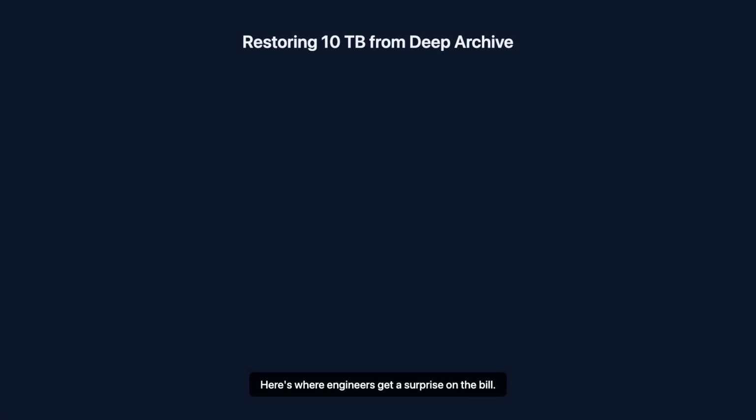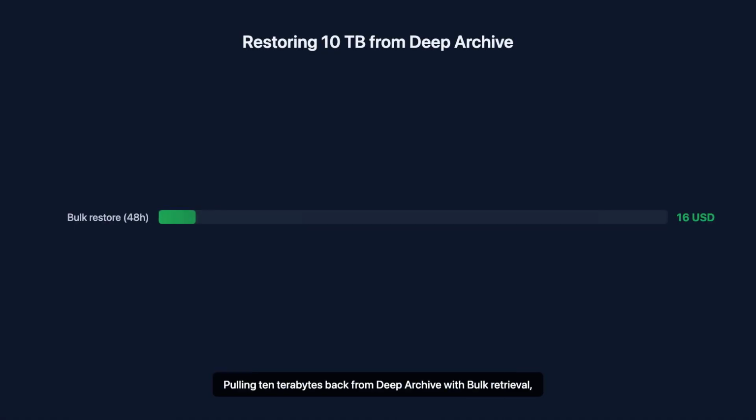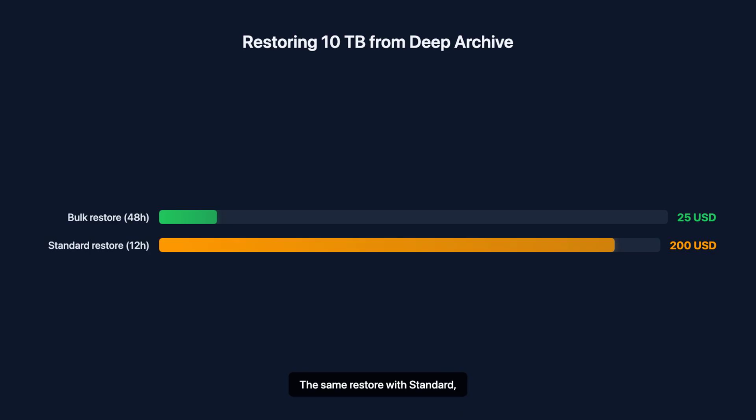Here's where engineers get a surprise on the bill. Pulling 10 terabytes back from Deep Archive with bulk retrieval, the 48-hour option costs about $25 in data retrieval. The same restore with standard, the 12-hour option, costs roughly $200 with per-request charges on top. Same data, same destination, about 8 times the price because someone picked the faster tier by default. If you can wait, pick bulk.